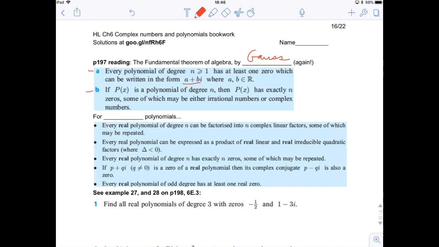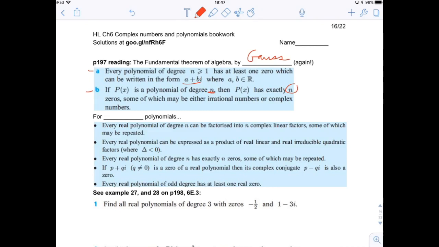If p of x is a polynomial of degree n, then p of x has exactly n zeros, some of which may be either irrational numbers or complex numbers. So basically, if you have a polynomial of higher degree, then the number of zeros that polynomial will have is n zeros. Okay, and now we return to the first one.